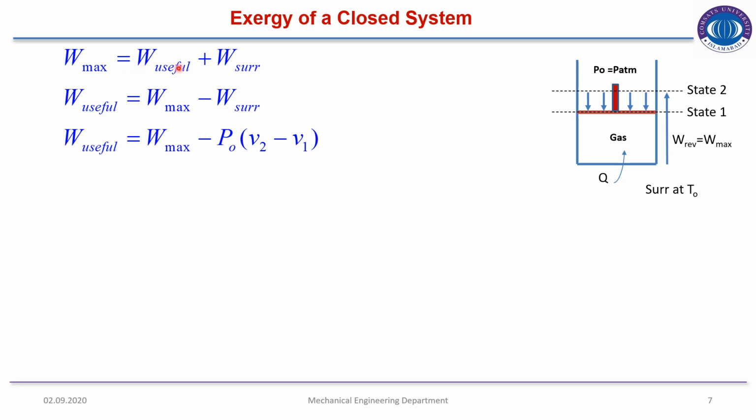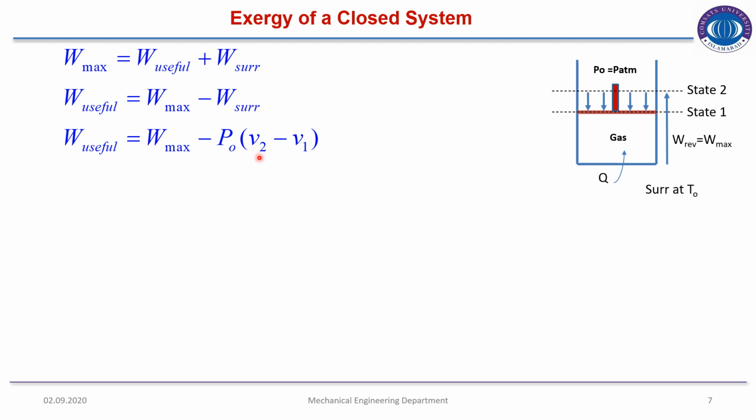So the maximum work is the sum of useful work plus surrounding work, and useful work is equal to maximum minus surrounding. So W max, as you can see, the maximum work is in the upward direction, whereas surrounding work is in the downward direction. As they have opposite directions, there is a negative sign as well, and W useful is equal to W max minus the surrounding work. As this is a closed system, work can be replaced by integration P dV.